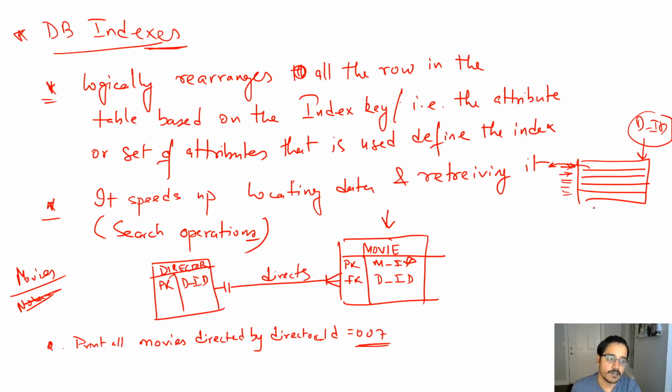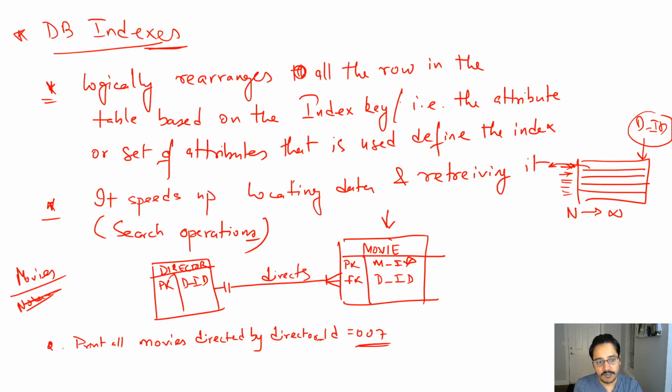So that means if n is the total number of rows in your movie table and the value of n is very large, then this process of scanning the table row by row is going to take a lot of time.